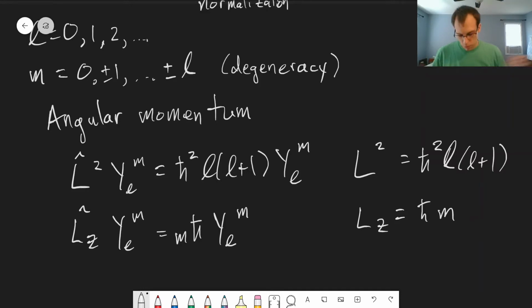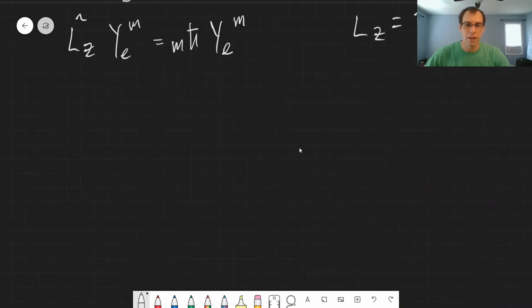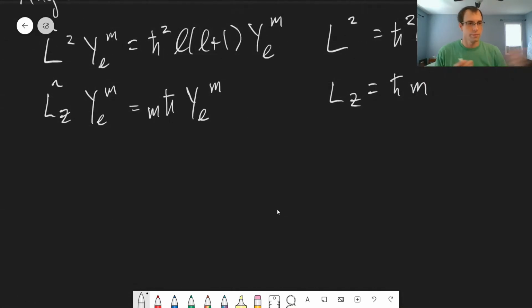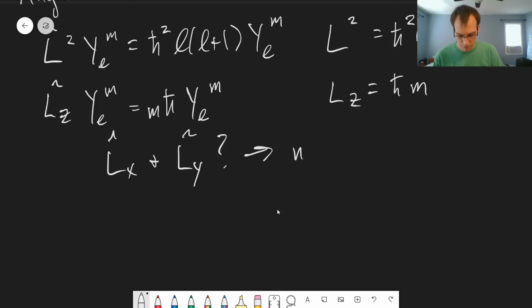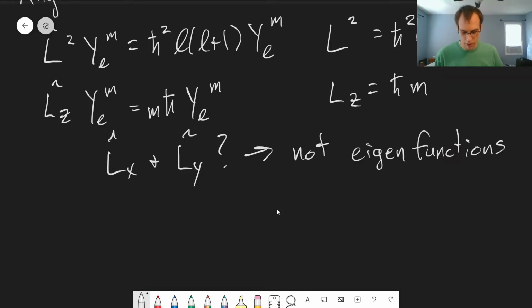So one question we might have is, why do I keep including z here, but what about x and y? Well, it turns out that these spherical harmonics are not eigenfunctions of these operators. And so we can't know the exact values of the x and y components of the angular momentum.